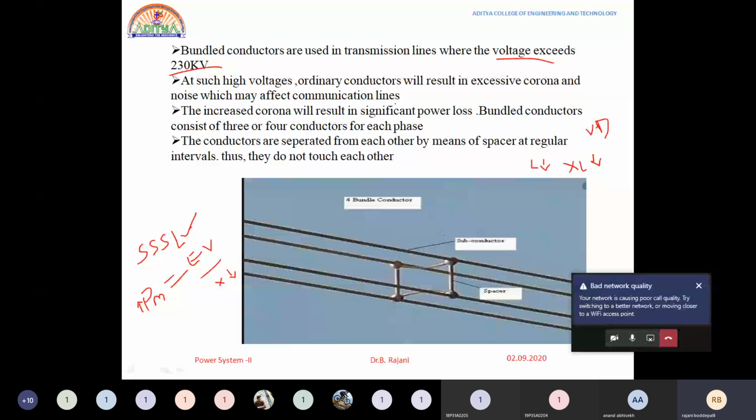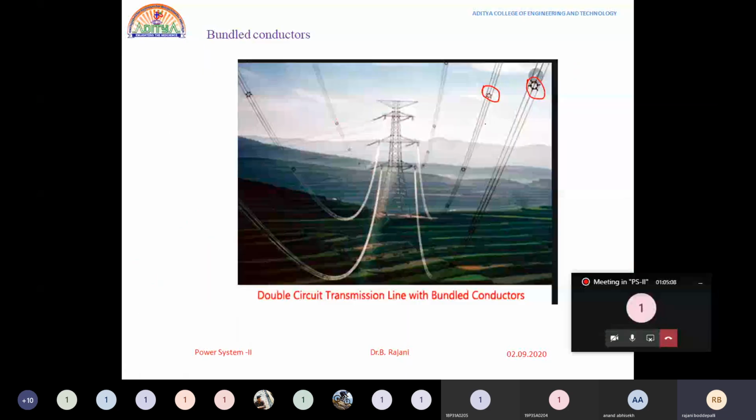This is for one phase only. If you see the previous diagram, for one phase, 3 or more conductors are bundled together like this. If it is done like this, what happens? The effective radius, the self GMD, will increase, and as self GMD increases, the inductance will decrease. If inductance is decreased, inductive reactance will decrease.